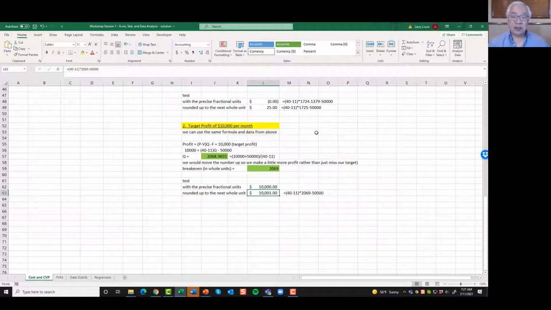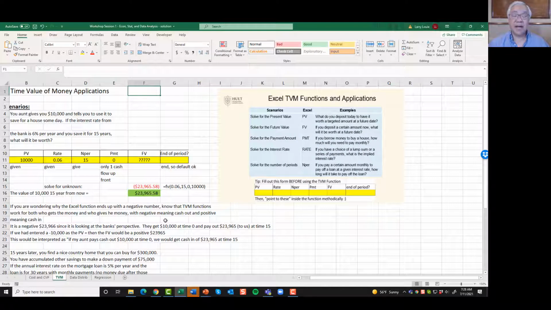So that's the solution to the first problem related to CVP, or cost-volume-profit relationship. The next exercise dealt with time value of money. Here we had two scenarios, and the tip that I wanted to share with you is to use this template because it makes it easier, come time to actually set the parameters for the calculation.